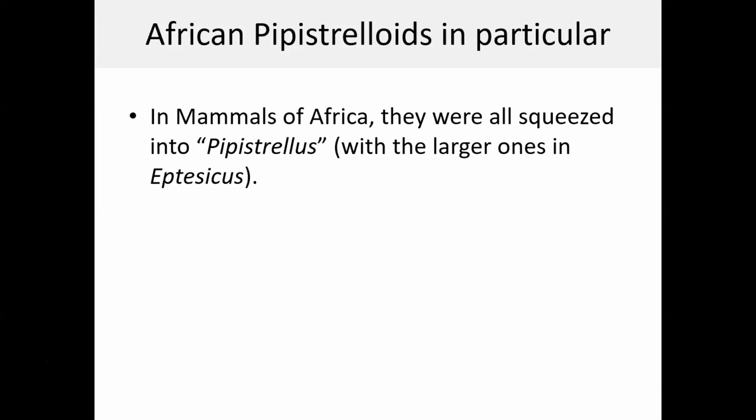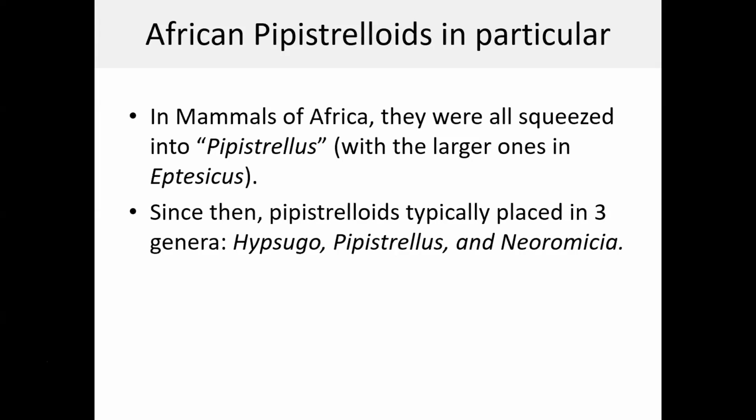So if we look in Mammals of Africa, the same volume that I mentioned a bit earlier, we will find that all these pipistrelles are lumped into one genus called Pipistrellus, with a few larger ones pulled out into Eptesicus. But even before Mammals of Africa was published, for example, in Simmons 2005, and since Mammals of Africa as well, these pipistrelles are typically placed into three genera: Hypsugo, Pipistrellus, and Neromisia, at least within the African continent.